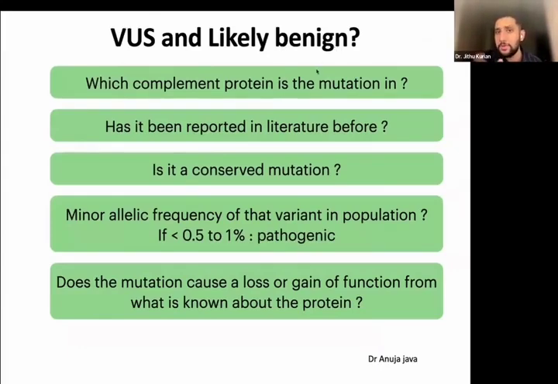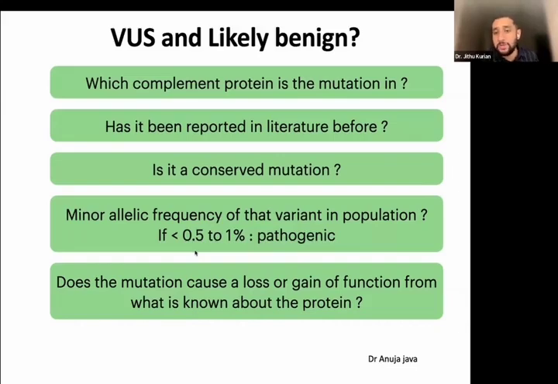You see whether these VUS or likely benign mutations are in the main complement proteins like CFHR, CFH, C3, etc. Then it could be problematic. There might be literature on these mutations before, and if there is an association between these and the clinical manifestations, then it is problematic. If this is an area which has been preserved across different species, and you find a mutation in that particular area, then it could be problematic. If the allelic frequency is very rare, less than 0.5 to 1% in the population, it could be pathogenic.